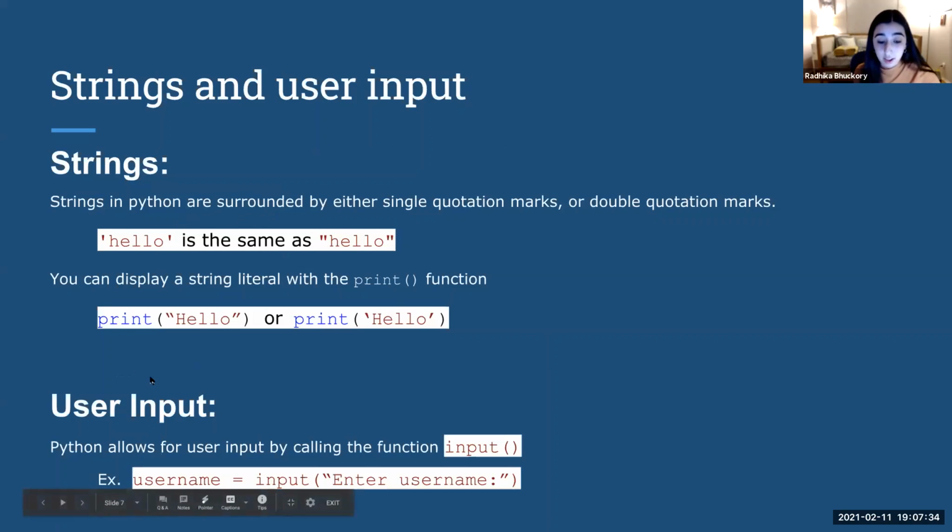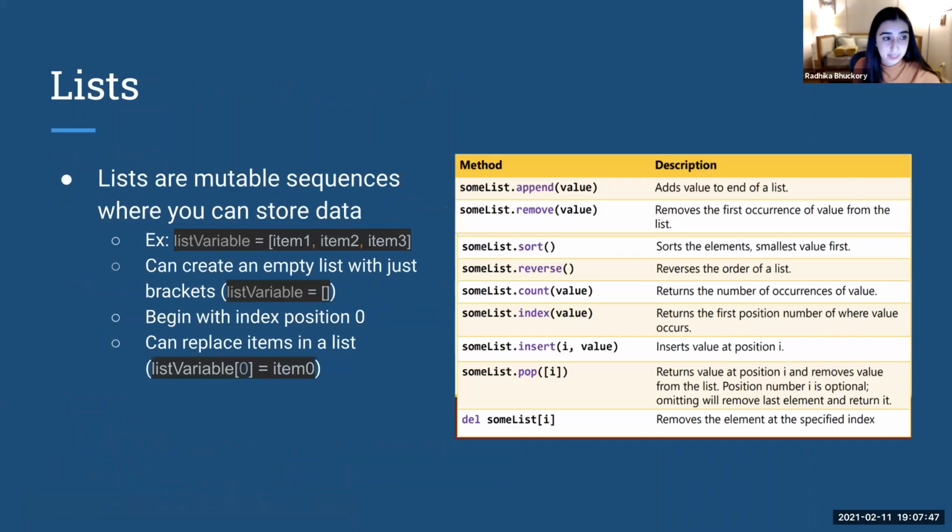User input is a lot easier in Python because we just call the input function instead of doing some hokey stuff in Java and C++. Yeah, so that's just some examples.